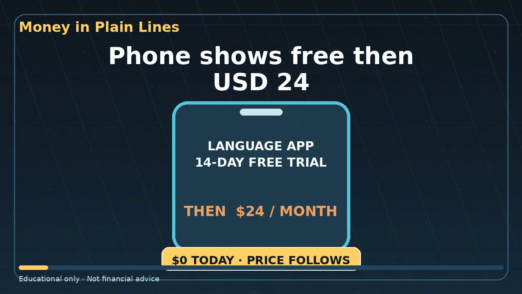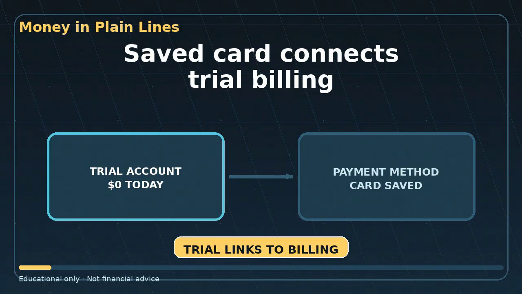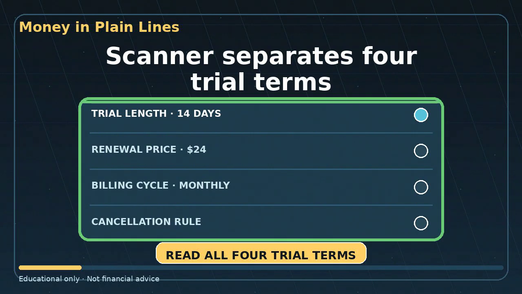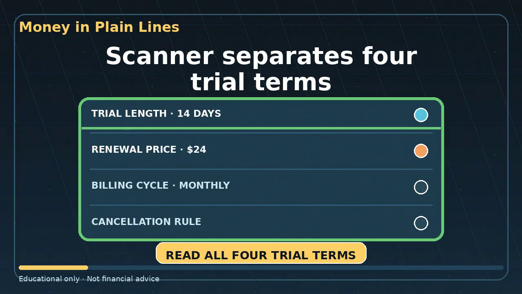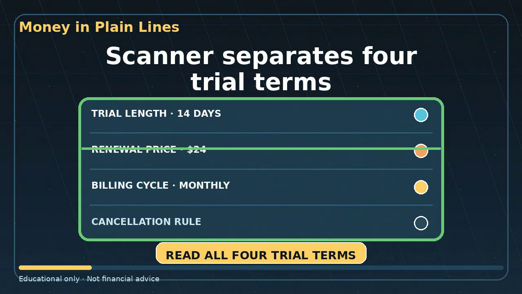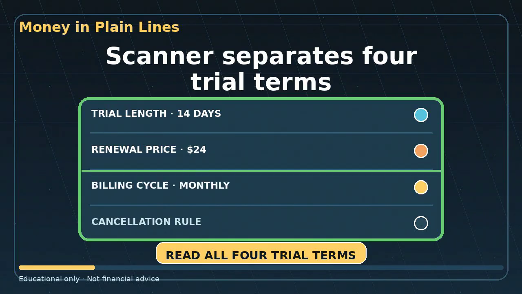Imagine Sophia opening a fictional language app called Word Harbor. Its phone offer displays a 14-day free trial followed by $24 per month. The app, person, dates, price, and terms are invented so the example can show one renewal path without describing a real service. During sign-up, Sophia links a fictional payment card to the trial account. No monthly charge appears on day one, but the saved payment method creates a billing connection that can be used if the trial reaches its stated renewal point under the fictional terms.